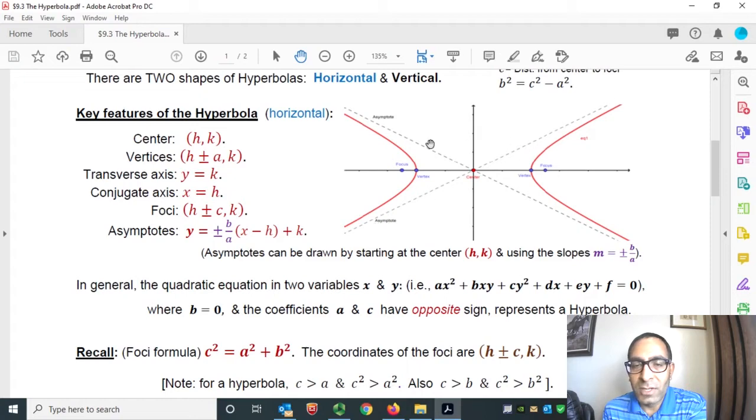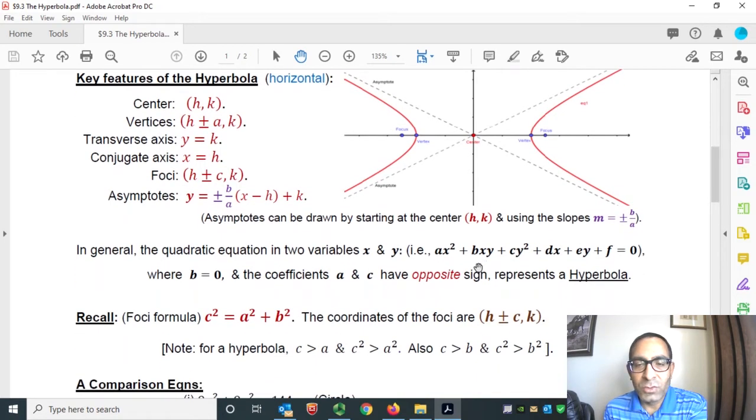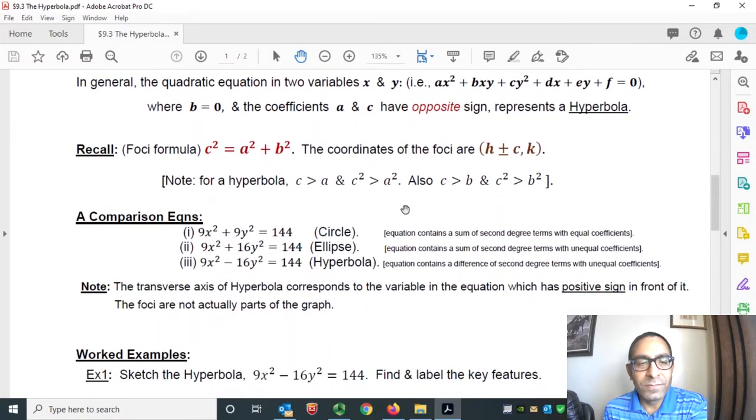Similarly, the equations of the asymptotes, I'm talking now about these dotted lines here. The equations of asymptotes are y equals plus minus b over a times (x minus h) plus k. Great. In general, the quadratic equation in two variables x and y, that is ax squared plus bxy plus cy squared plus dx plus ey plus f equals 0, where a, b, c, d, e, and f are constants, where b equals 0 and the coefficients a and c have opposite sign, represents a hyperbola. Quick recall of the foci formula: c squared equals a squared plus b squared, and the coordinates of the foci are at h plus minus c comma k.